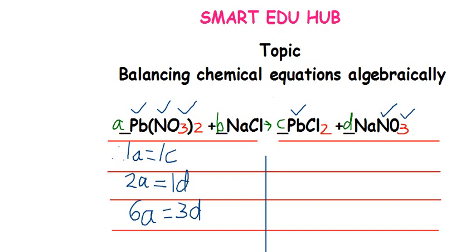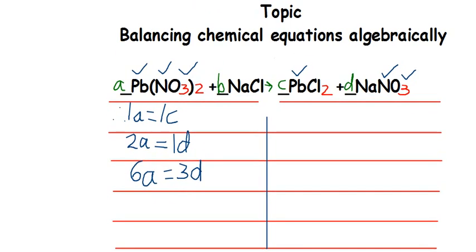Now coming to sodium chloride. We have one atom of sodium on the reactant side. So that gives us B equals D. The reason is there is 1 mole of sodium on the reactant side as well as on the product side.